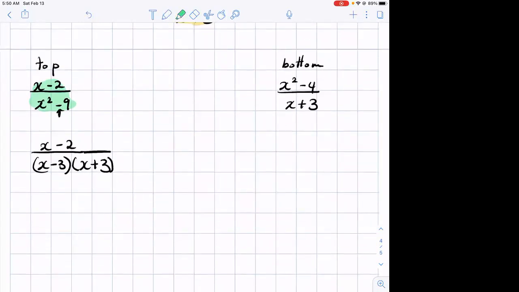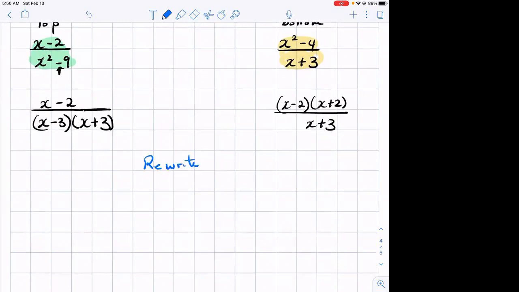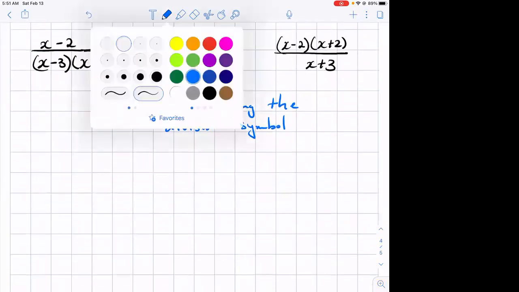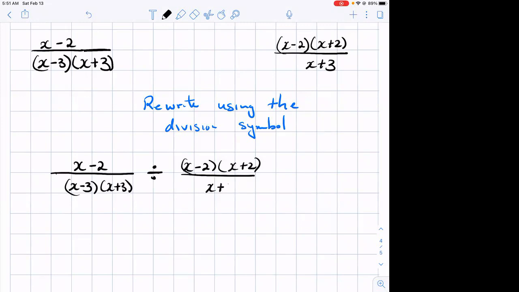And then if we look at the bottom, it's already written as one fraction, but notice we can still factor the top because it's a difference of squares again. So we have x minus 2 times x plus 2, and that is divided by x plus 3. So now I can rewrite my problem using the division symbol. So we have x minus 2 over x minus 3 times x plus 3 divided by x minus 2 times x plus 2 over x plus 3.